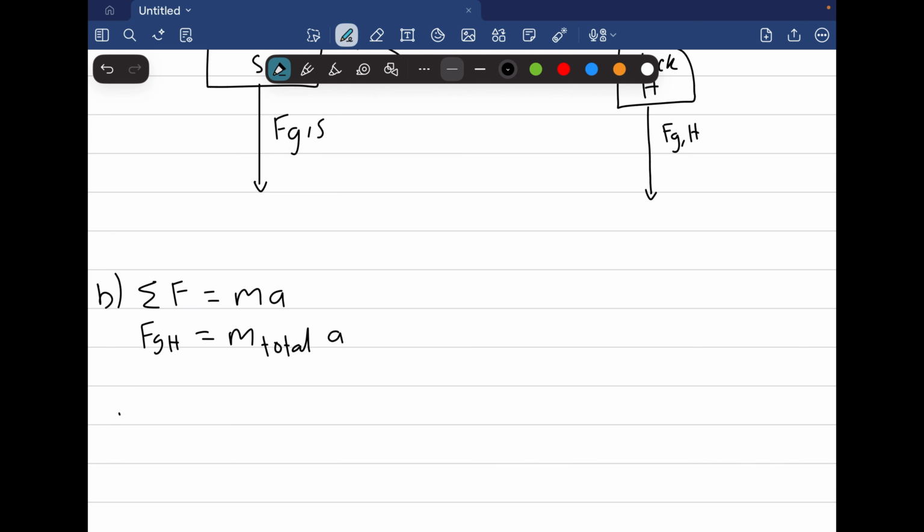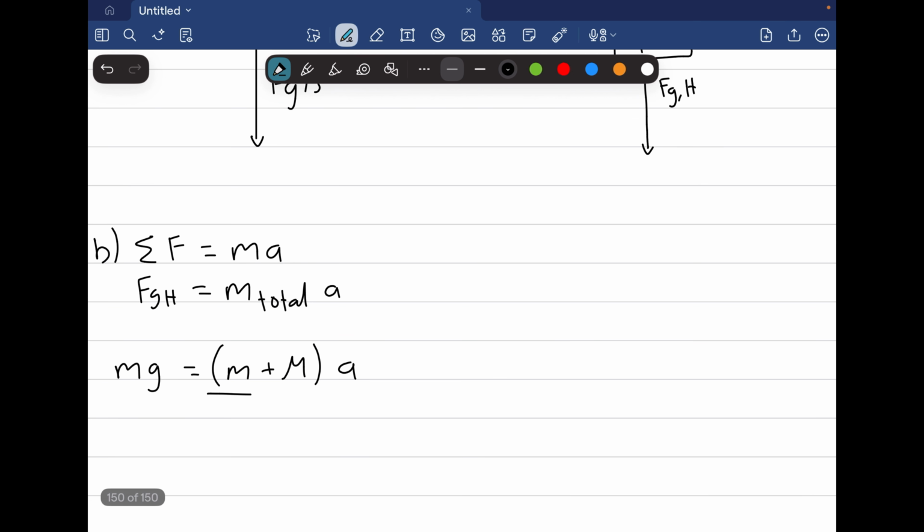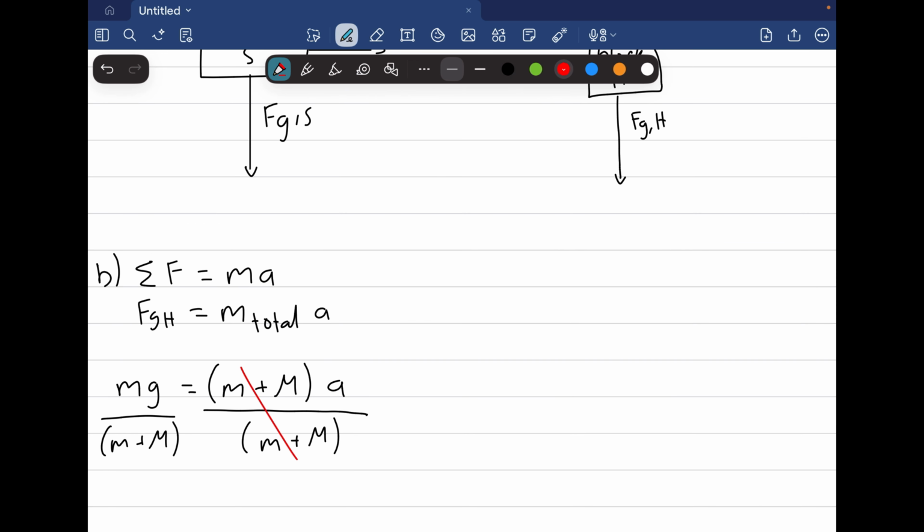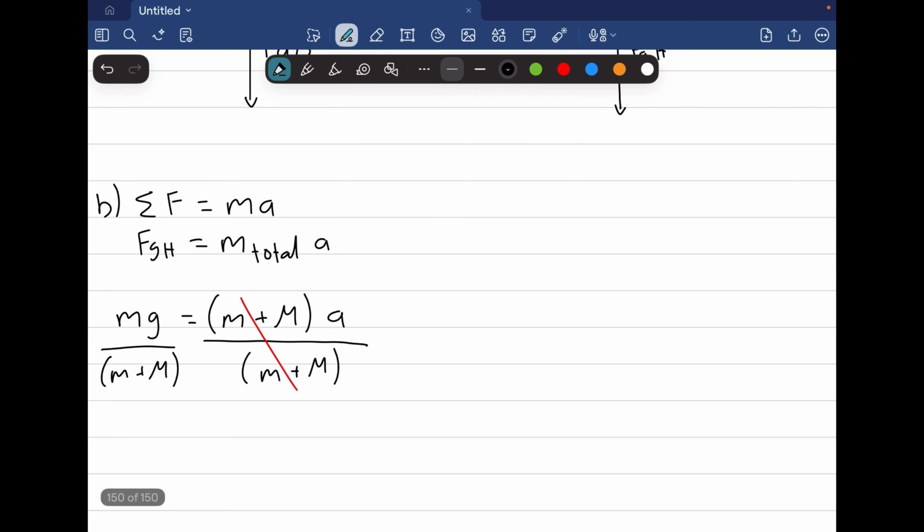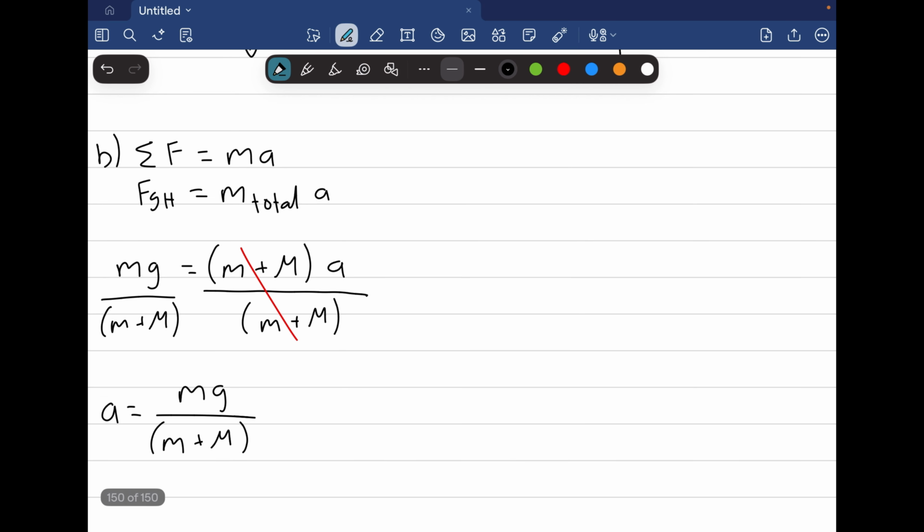Now expand on it. So mg is equal to parentheses m plus M, the total mass, times acceleration. And then divide both sides by m plus capital M. These two cancel out, leaving you with a is equal to lowercase mg all over lowercase m plus capital M. So that's your acceleration function.